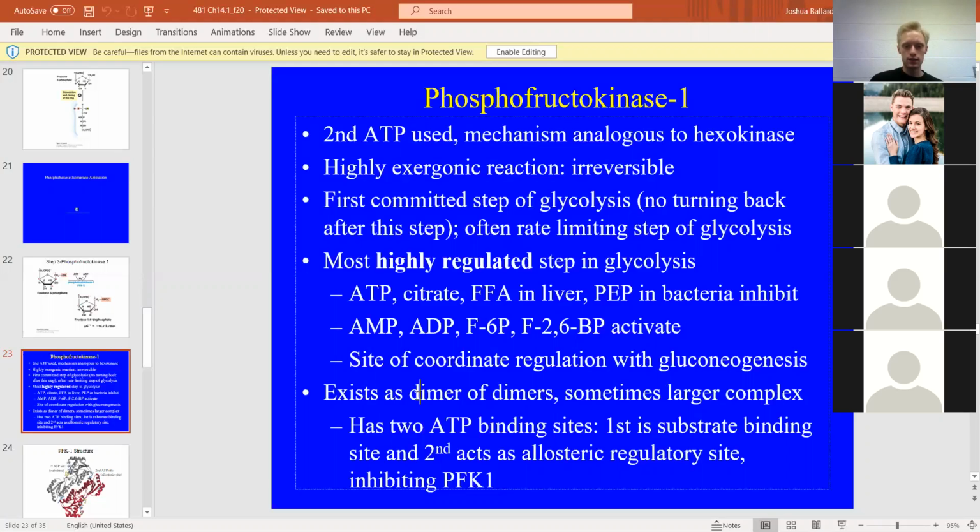Yeah, so this exists as a dimer of dimers. What's a dimer of dimers? Do we know what a dimer of dimers is?